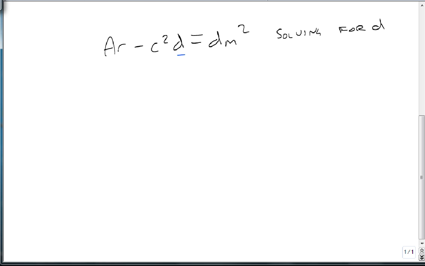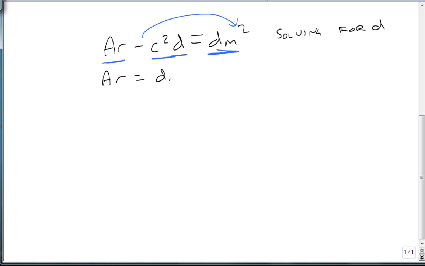Well, that works fine if the variable you're solving for is on one side, but what if we have ar minus c squared d equals dm squared, where we're solving for d? So notice this time I have a d on the left and a d on the right. We want all of our d's on one side, and so let's move this term over, because that's going to keep this one, make this one positive, keep this one positive, and it'll leave our term without the d alone. Otherwise, we'd have to move it too.